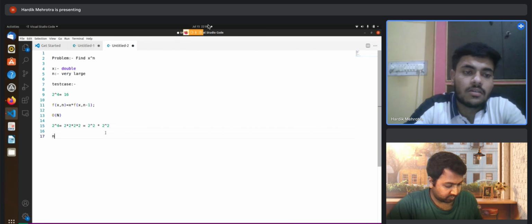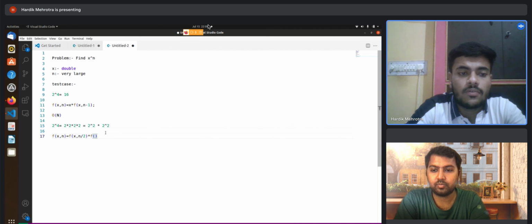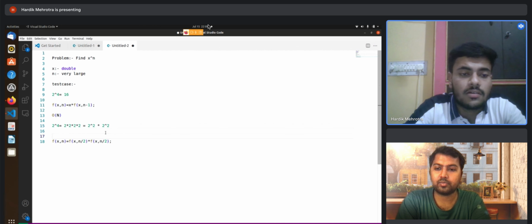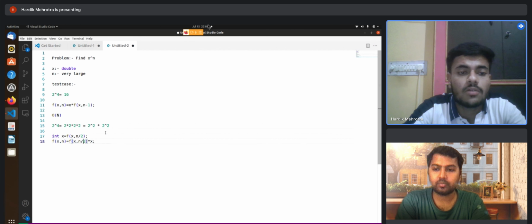Let's say the power given is n, then the recurrence relation for the solution is: f of x comma n is equal to f of x comma n by 2 star f of x comma n by 2. Since in this recurrence relation the left part and right part are similar, we will store the solution of n by 2 in a variable, let's say x, and then write x star x. I will call the function only one time, not two times. This is the approach that I am able to think of.